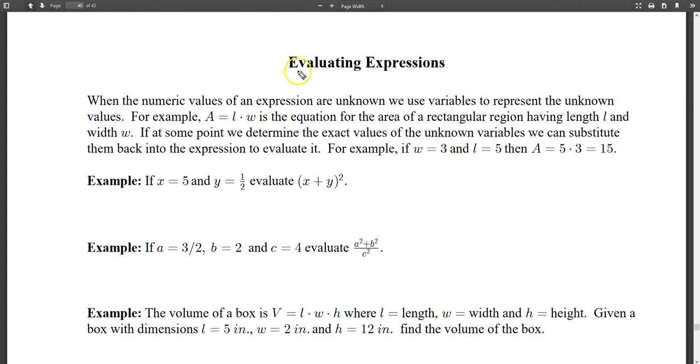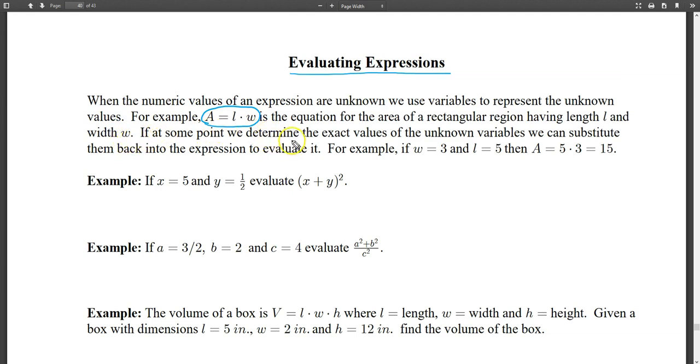Let's look at evaluating expressions now. So when the numeric values of an expression, like area equals length times width, are unknown, we'll use variables to represent the unknown values. For example, as I just mentioned, our area formula is length times width. That's the equation for the area of a rectangular region having length L and width W.